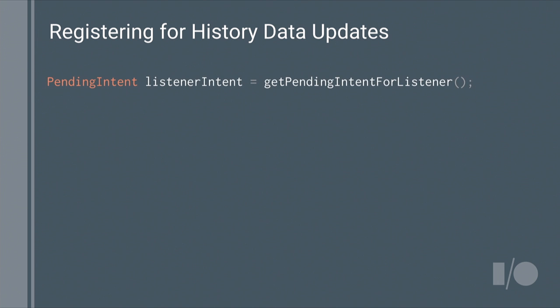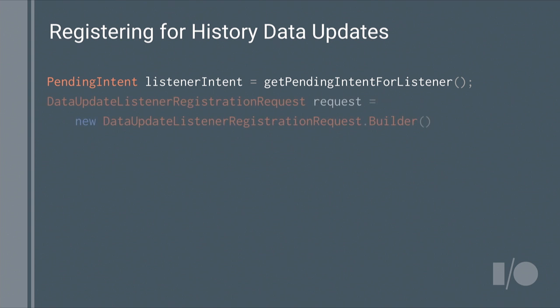So let's see how we could build something like that example that Muzz just described. What we want to do is subscribe to updates to the nutrition data type. So first thing we do is create a pending intent. This is typically a pending intent for an intent service that's going to call into your app whenever an update to one of these data types occurs. What you then do is create a data update listener registration request, which is a lot of camel case, but it is a pretty descriptive name.